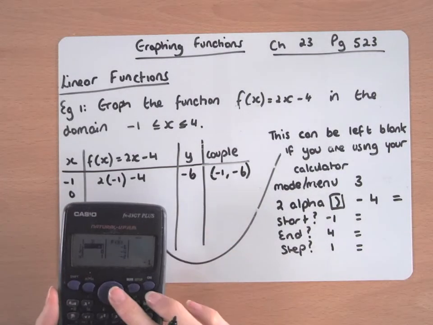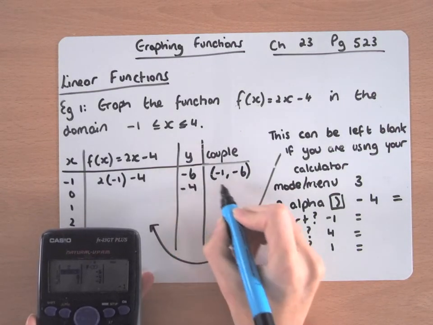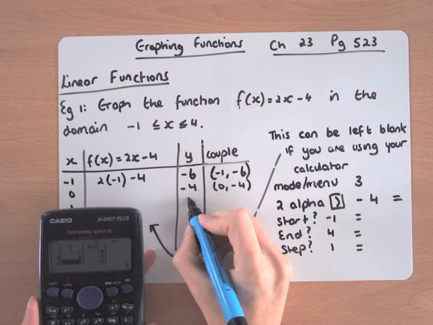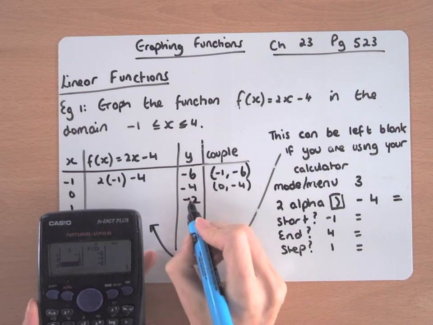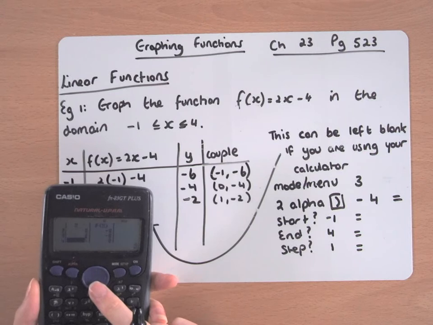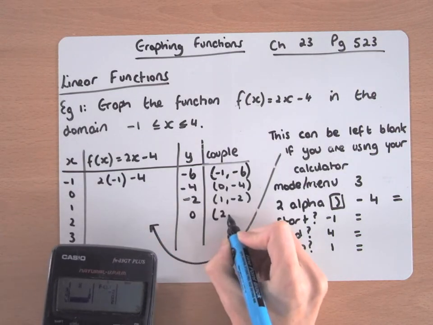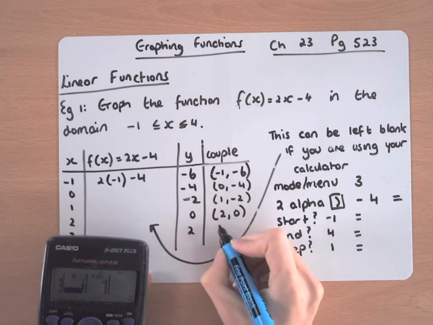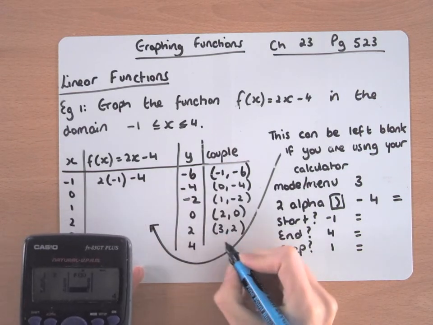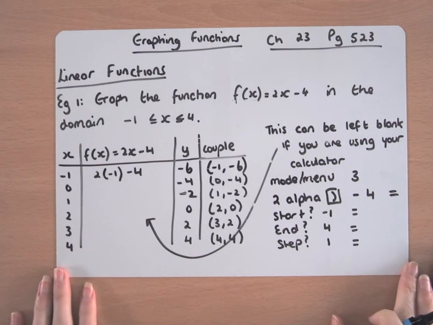So here's my table. Minus 1, minus 6. 0, minus 4. 1, minus 2. And just go down to get your next one. 2, 0. 4, 4. Okay? Is everyone alright with that?